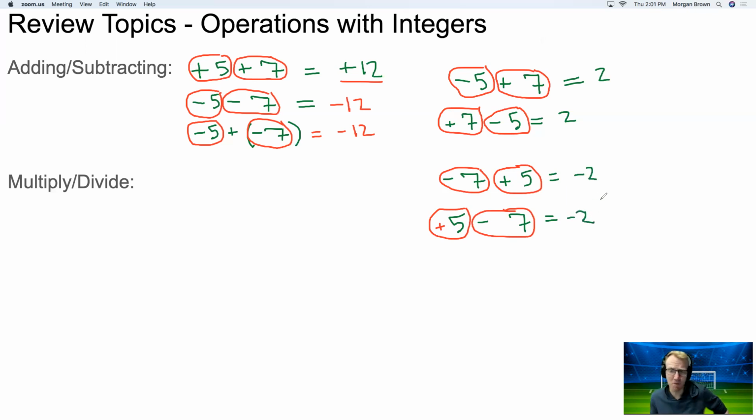Again, with the analogy with money, it's like this. If I have $5 but I owe you 7, I have to give you all 5 that I have, and I still owe you 2 more on top of that.